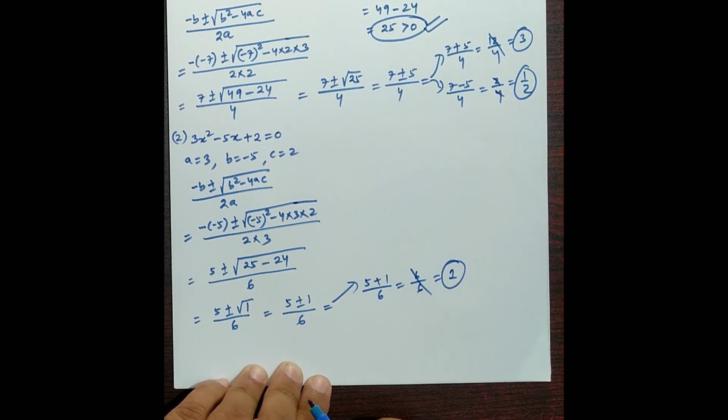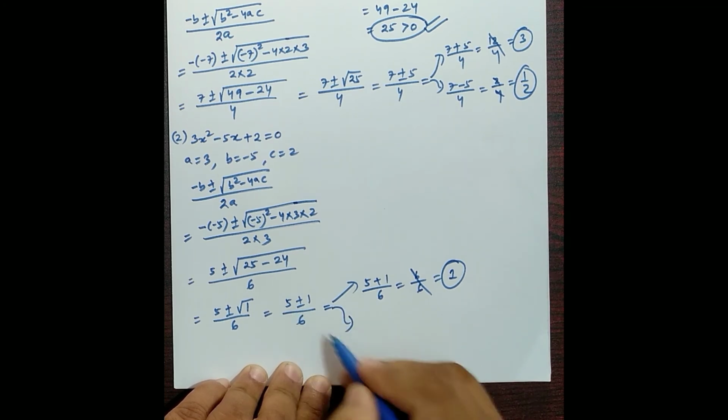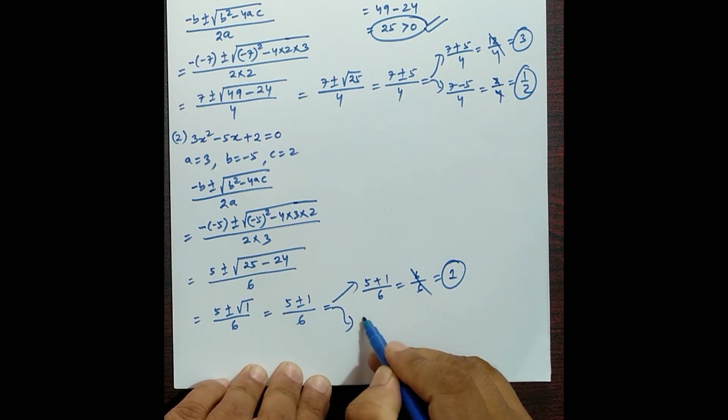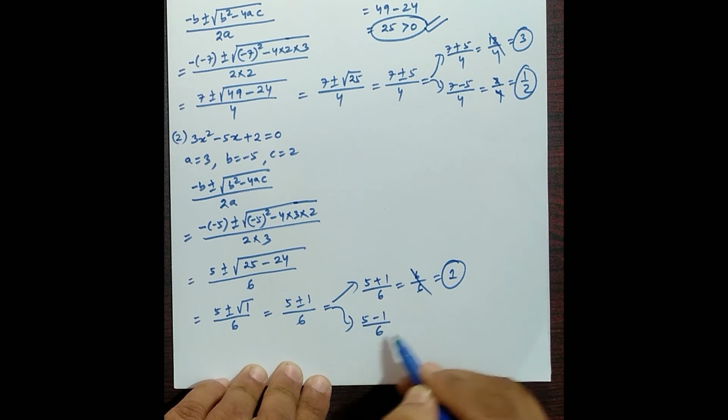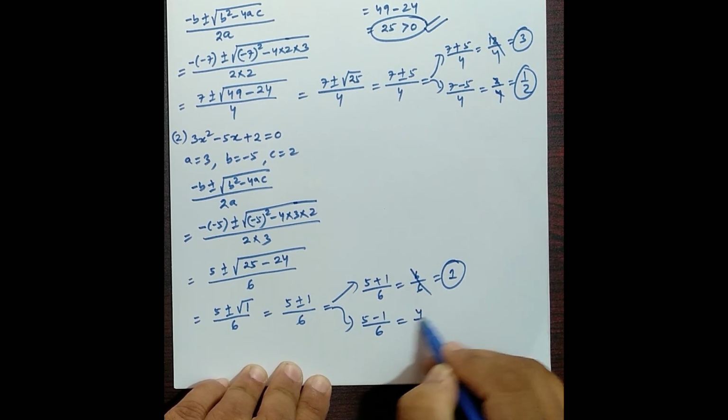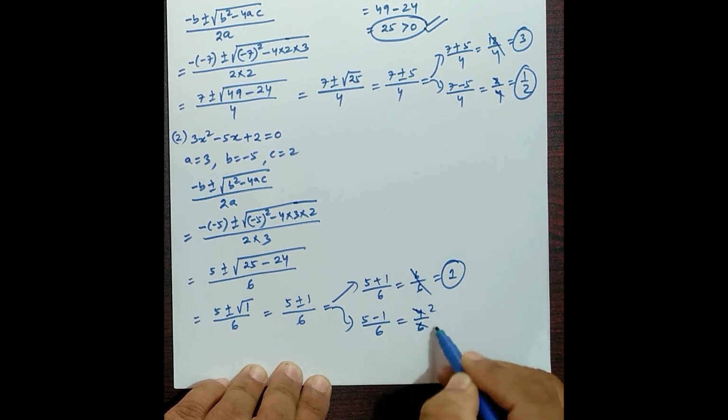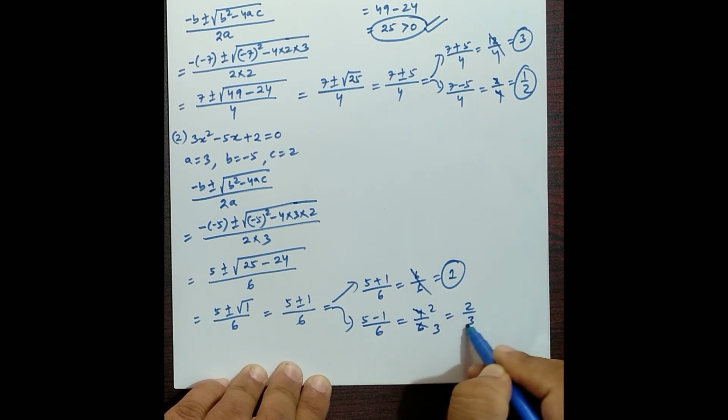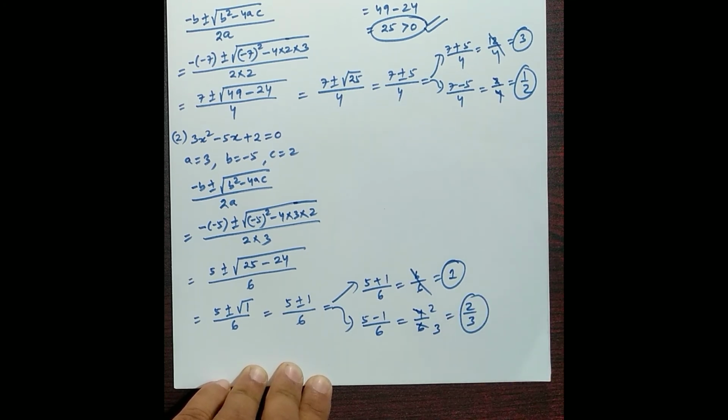What is the second root? Look here. So that is 5 minus 1 by 6. 5 minus 1 is what? 4 by 6. Cut. So you are getting 2 by 3. This is the second root. 2 by 3. This is the second root.